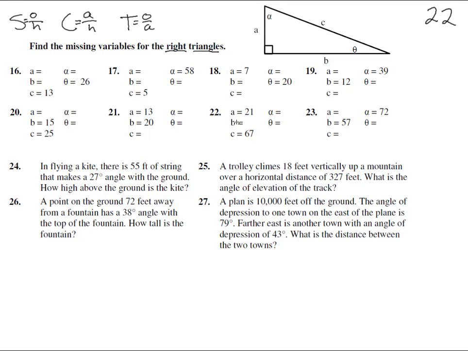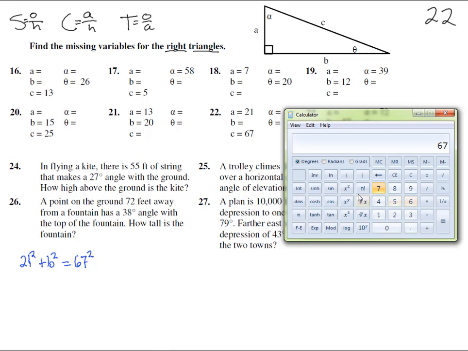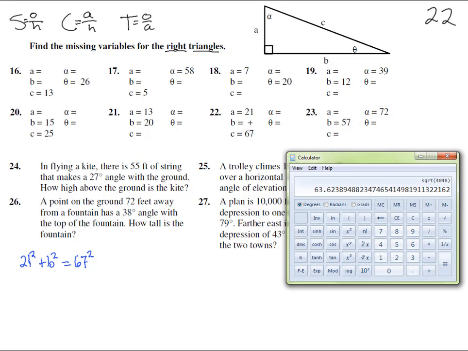We have A and C, so we need to use A squared plus B squared equals C squared. So we get 21 squared plus B squared equals 67 squared. Ooh, so let's get our calculator out. 67 squared minus 21 squared equals 4,048. And we square root it and we get 63.62. So B is going to be 63.62.